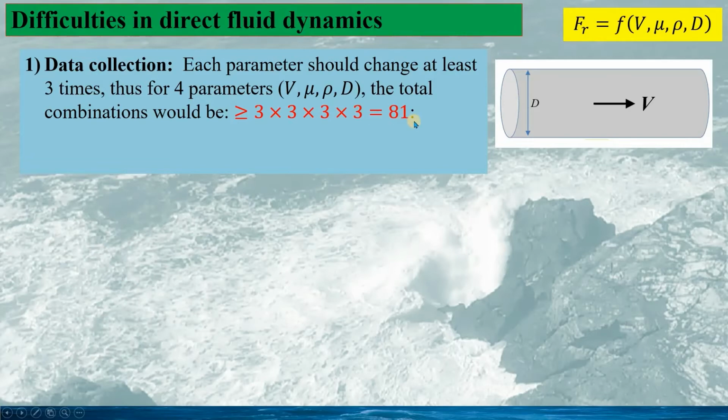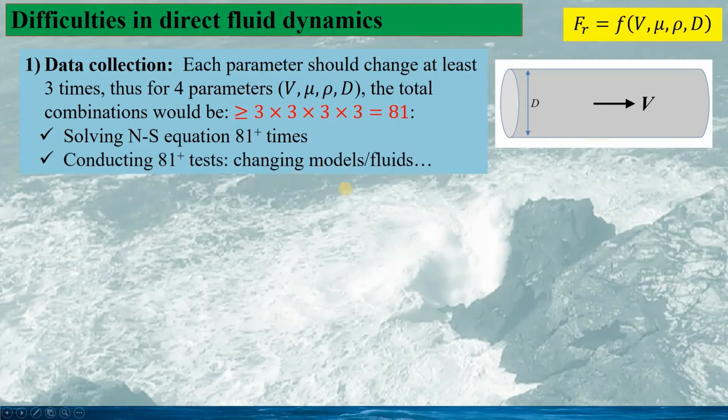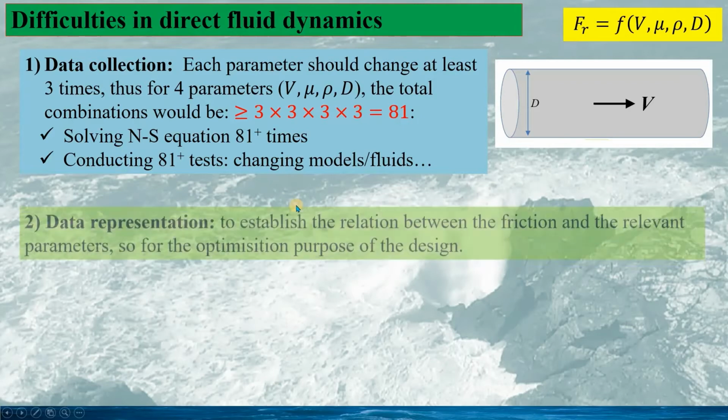So it is 81. If we use the numerical way to solve the problem, we need to solve the Navier-Stokes equation more than 81 times. Or if we use experimental studies to look at the problem, we need to conduct more than 81 tests. This includes changing the models and the fluids. So we can see the difficulties in the data collection.